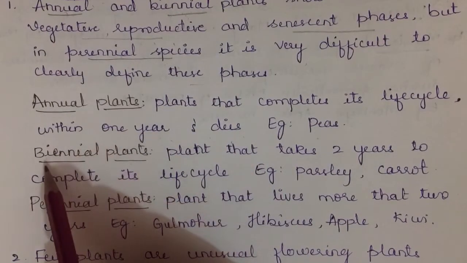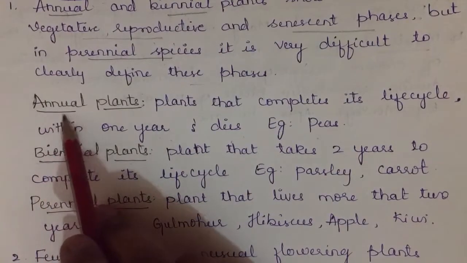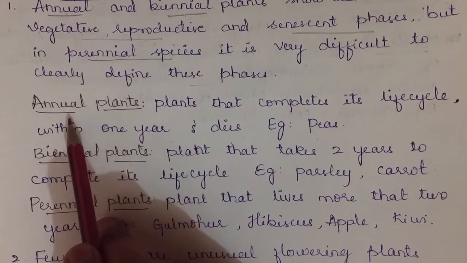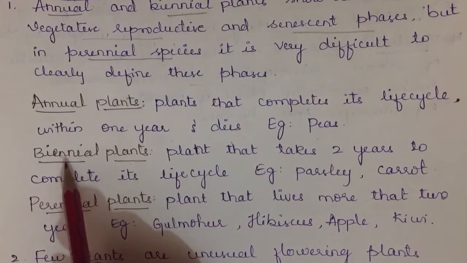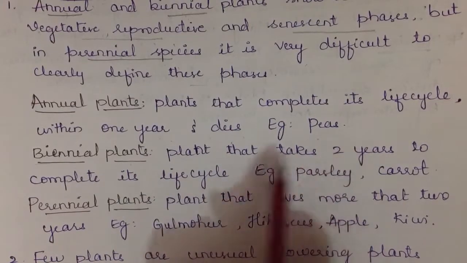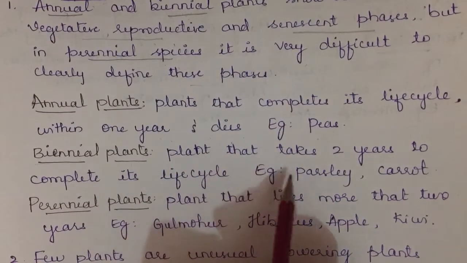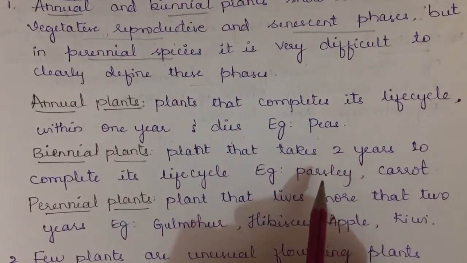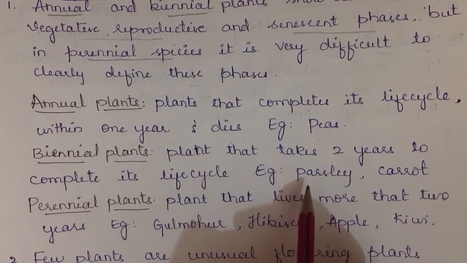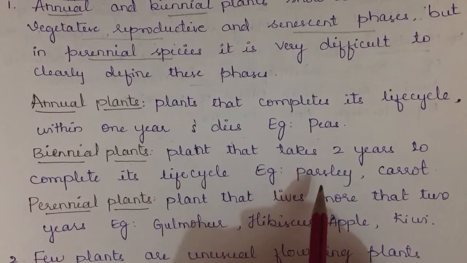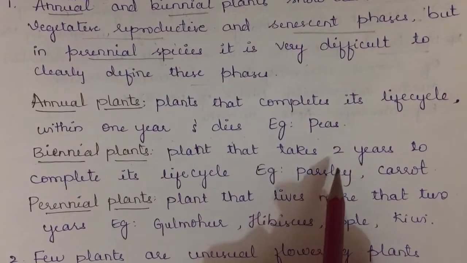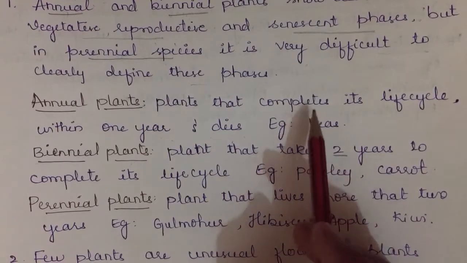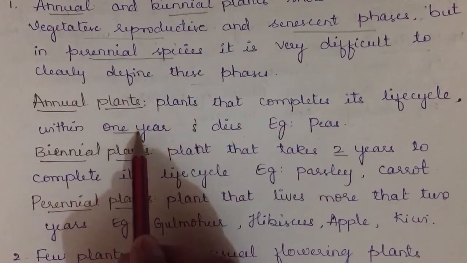Biennial plants: the name itself shows, bi means 2, annual means 1. Your annual exam you write only once in a year, in your academic year. So biennial means 2. These are plants that take 2 years to complete their life cycle. Example, parsley, carrot, etc. Parsley is a plant similar to coriander, which you will find abroad. Parsley and carrot complete their life cycle in 2 years, whereas annual plants complete their life cycle in 1 year.